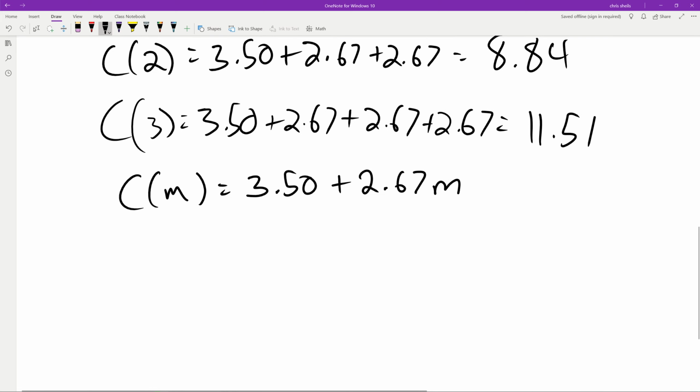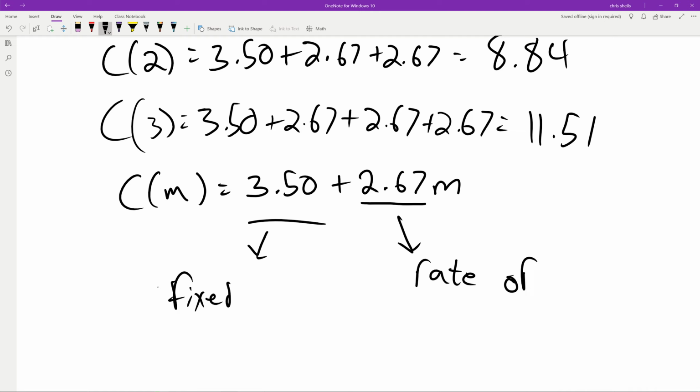So notice here that this equation consists of two quantities. I have a fixed charge that does not change based on the input. This is fixed. It's always $3.50. Then I have some number here that does change with respect to my input. This $2.67 by itself is a rate of change. In this equation, we see that my rate of change is being multiplied by my input value.